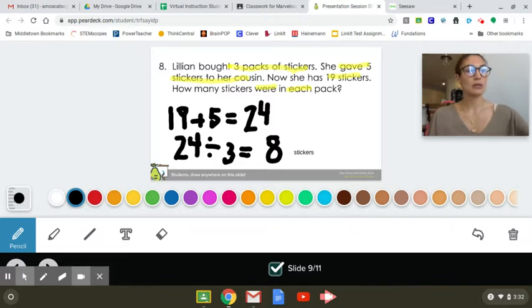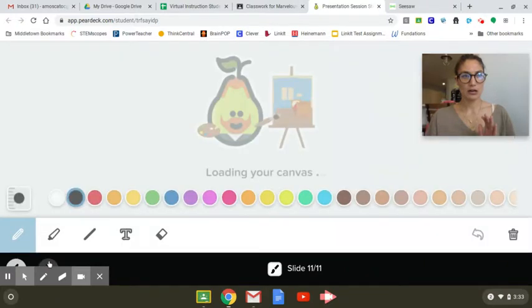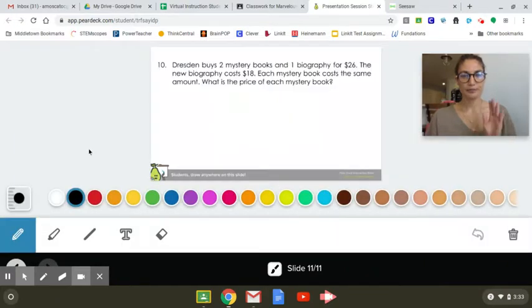All right, and the last one that some of us needed help with was number 10. So let's read it together. Dresden buys 2 mystery books and 1 biography for $26. So you should picture that. He has 2 mystery books and 1 biography, and the whole thing costs $26. The new biography costs $18. So just the biography costs $18. Each mystery book costs the same amount, but we don't know how much. We just know they cost the same amount. What is the price of each mystery book?